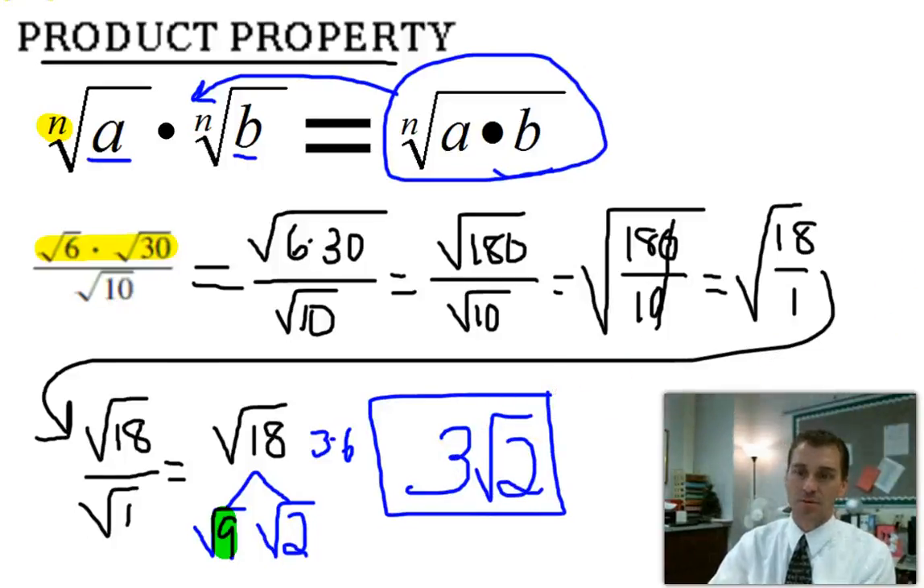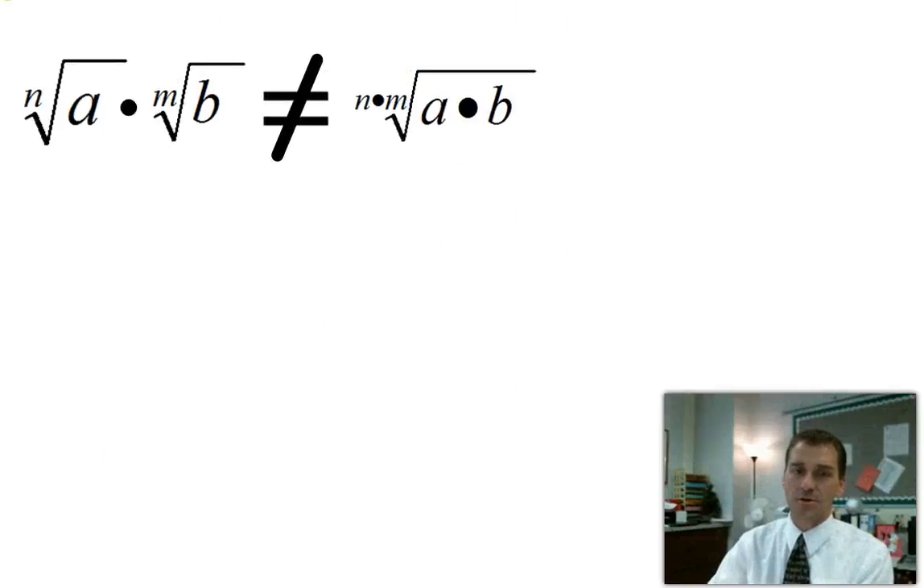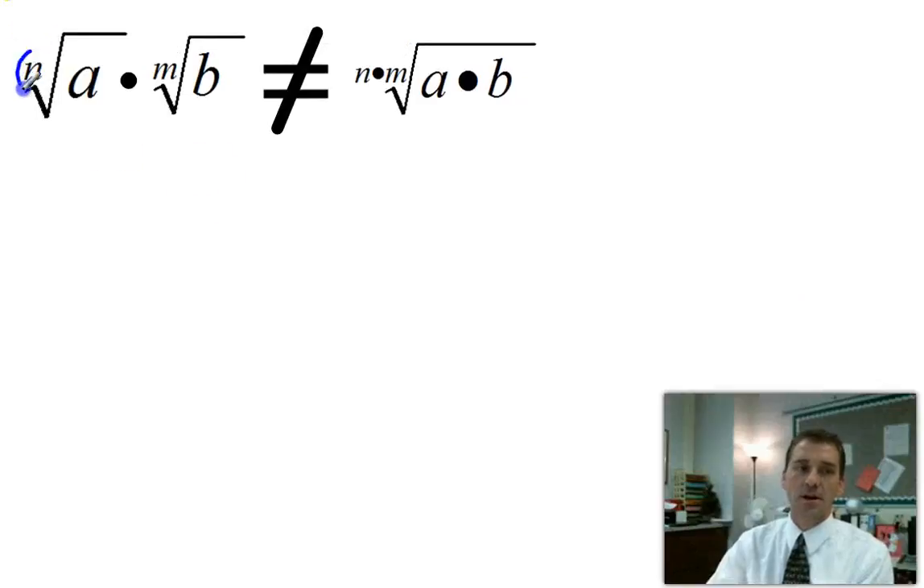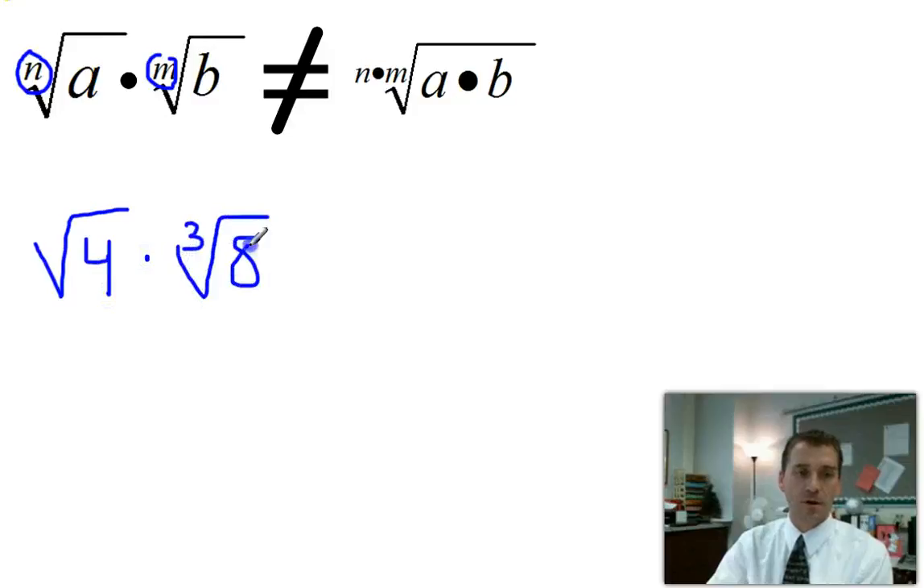Let me scroll down and show you something real quick because something that I want to make sure you're clear on. I told you, if the roots are not the same, then this rule absolutely does not apply. If you're not sure what I'm talking about, watch this. Let me take the square root of something that you know. The square root of, we'll go 4. We'll take that times the cube root of 8. Well, there you go.